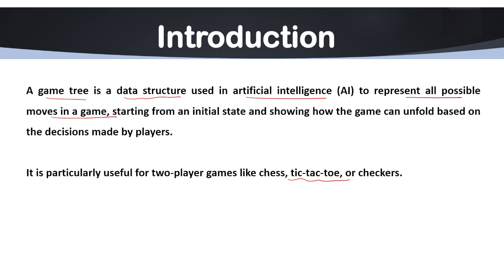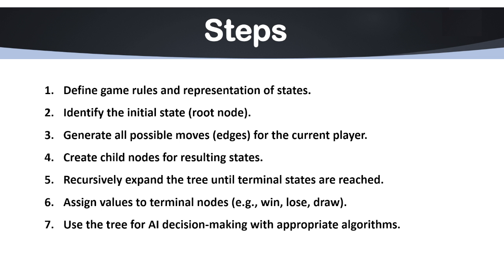So creating and representing a game tree in AI involves systematically organizing the game states. We have multiple states, we have multiple levels in every game, right? So in AI we need to systematically organize the states and possible moves into a hierarchical structure. So now I will share with you some steps that will help you get a clear idea about it. So the first step is define game rules and representation of states.